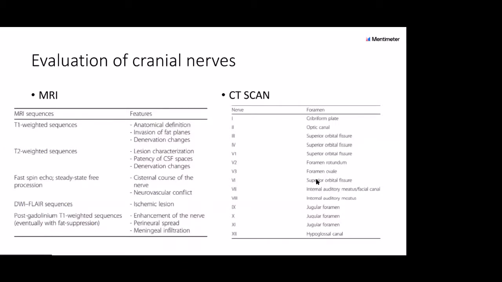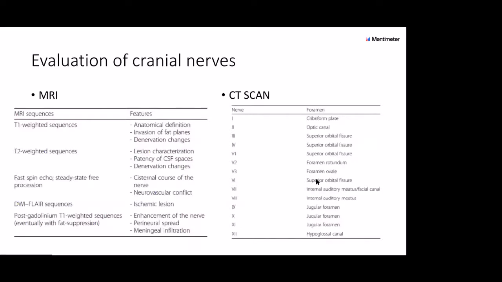Diffusion and FLAIR sequences are used when we are suspecting any lesion at the origin or at the level of the nucleus of the cranial nerve, for an ischemic lesion. Post contrast sequences are helpful when we are looking for enhancement of the nerve, like in Bell's palsy, or any perineural spread of lymphoma or perineural spread of tumors.